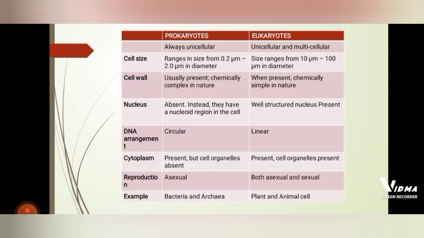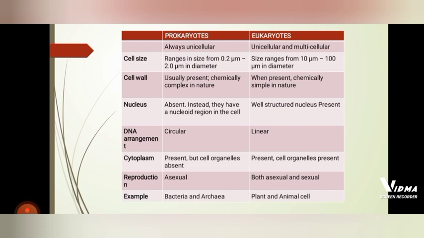Now, we can compare or write the differences between a prokaryotic cell and a eukaryotic cell. Cell size: prokaryotic cells range in size from 0.1 micrometer to 2 micrometers in diameter. The size of eukaryotic cells ranges from 10 to 100. You can see the difference in size. Number of cells: prokaryotes are always unicellular, while eukaryotes can be both unicellular and multicellular.